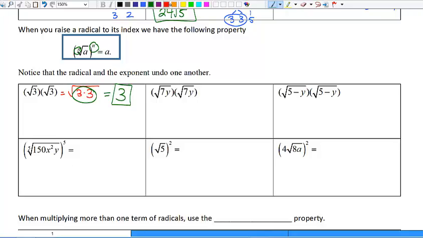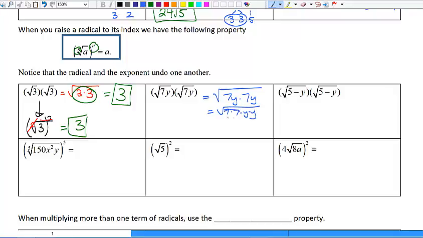One short way to do this, if you applied the rule: root 3 times root 3, because root 3 is the same, you could have written root 3 squared. And because the little index is 2, the 2 index and the 2 exponent undo each other, and you're still just left with 3. Either way you want to think about it, you're still going to get the answer of 3. On the next problem, root 7y times root 7y. If you multiply the insides, you get 7y times 7y. If I rearrange that, that's 2 7s times 2 y's. So the 7 gets to go out, the y gets to go out, and your answer is 7y.